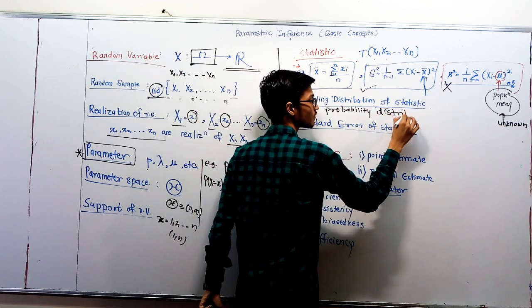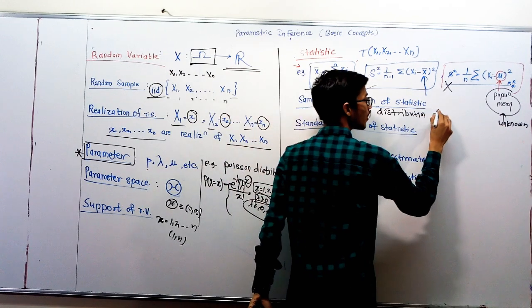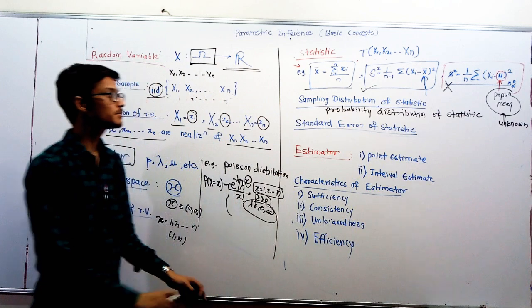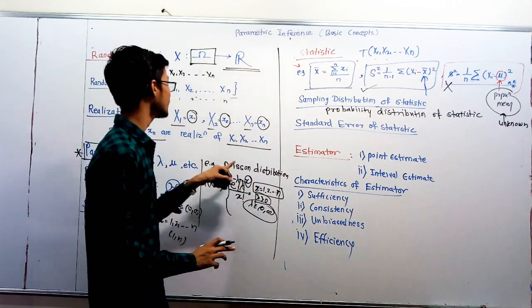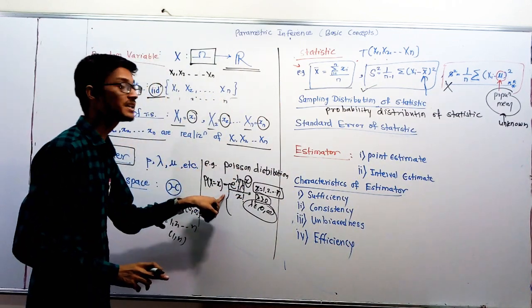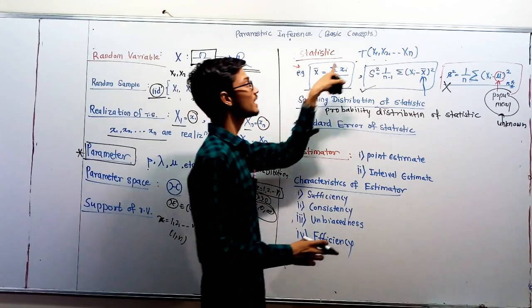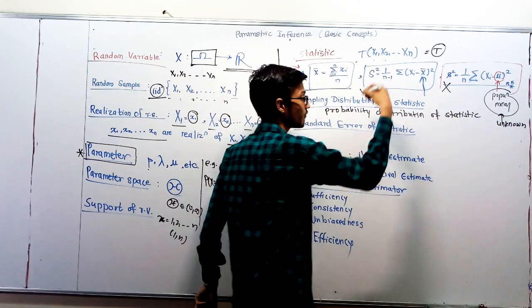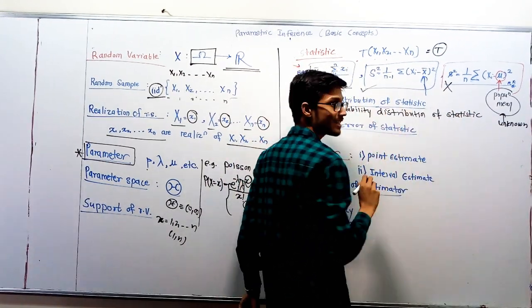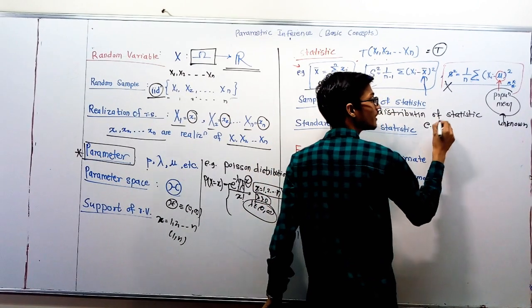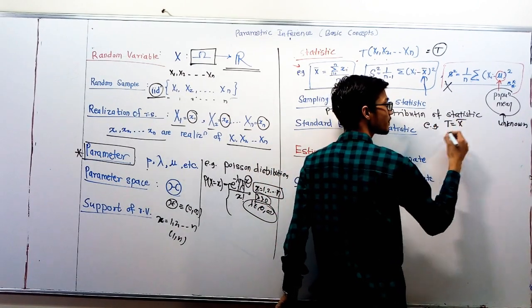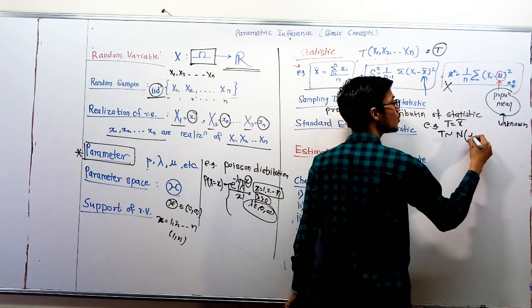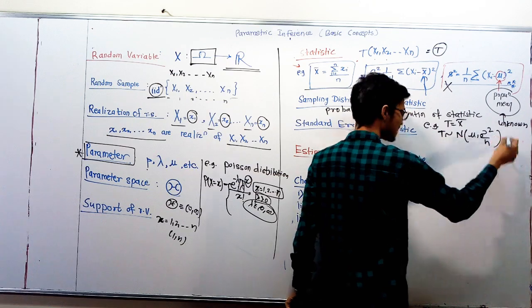Probability distribution of a statistic. Here, see, x is a random variable, and we find its probability distribution. See here, t is a random variable, or t is a statistic. Then we find the probability distribution of that statistic. For example, you take t equal to x bar, then we find that t follows normal mu comma sigma square by n. How it comes, we will see in that estimation.